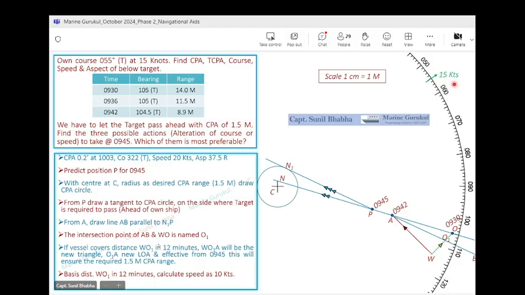So our ship, which is presently moving at 15 knots, if the speed is reduced to 10 knots, own ship target would be WO1, the line of approach would be O1A, and effective from 9:45, this line of approach will result in the vessel CPA coming at point N1, maintaining a CPA range of 1.5 miles.